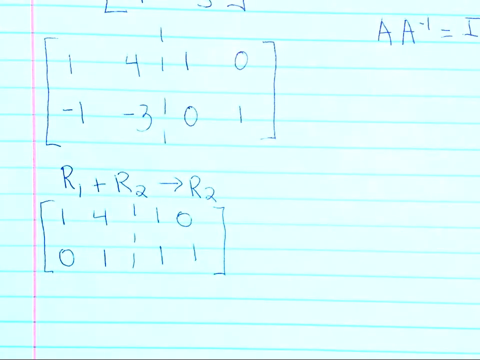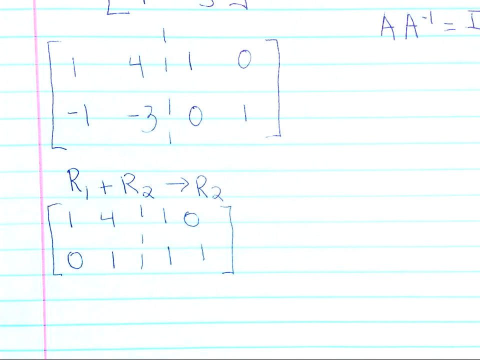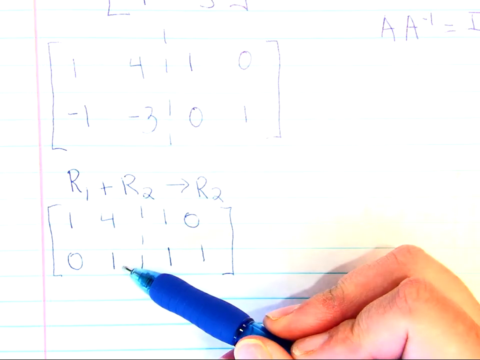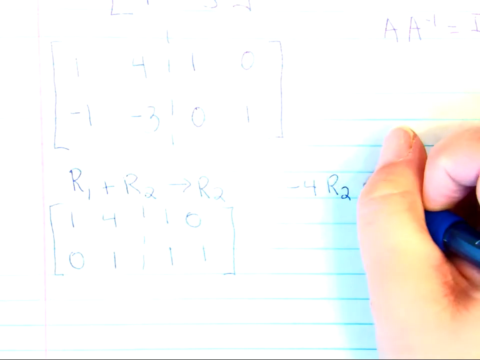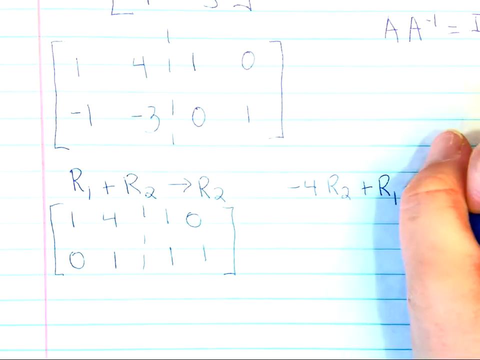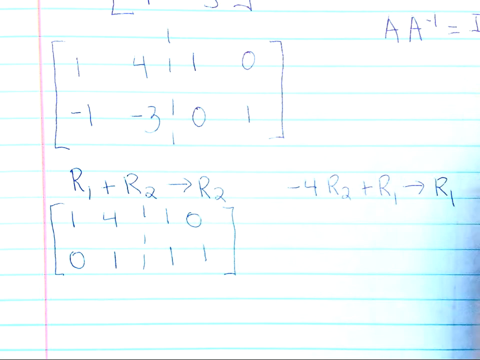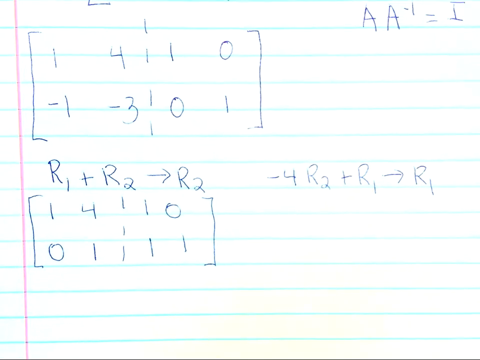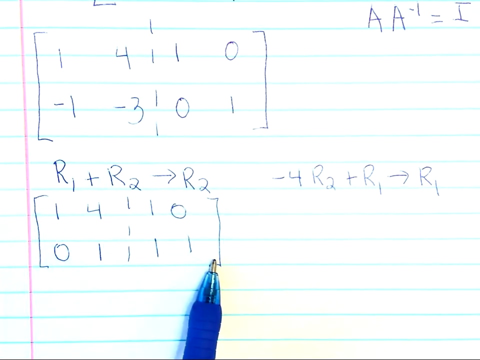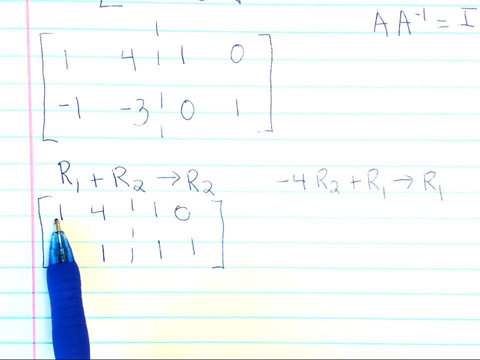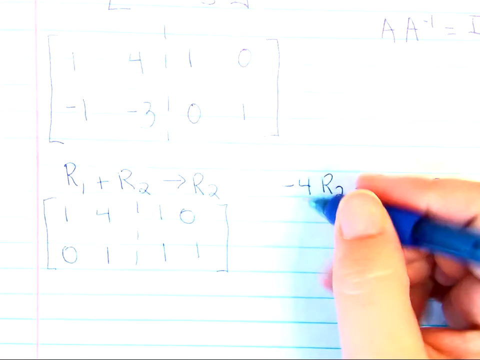It looks like I'm only missing one thing, and that is that this 4 needs to be a 0. So I have a 1 below it, so if I do negative 4 row 2 and add that to row 1, that's going to become my new row 1. I don't want to change anything about this row. It's already in the correct form. This row is close. This one's not going to change because I'm going to take 0 and add that to it, and then I'm going to change that 4 to the number that I want.